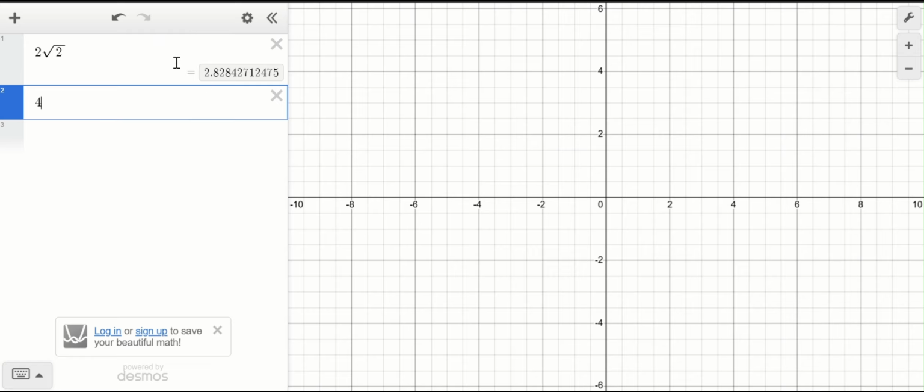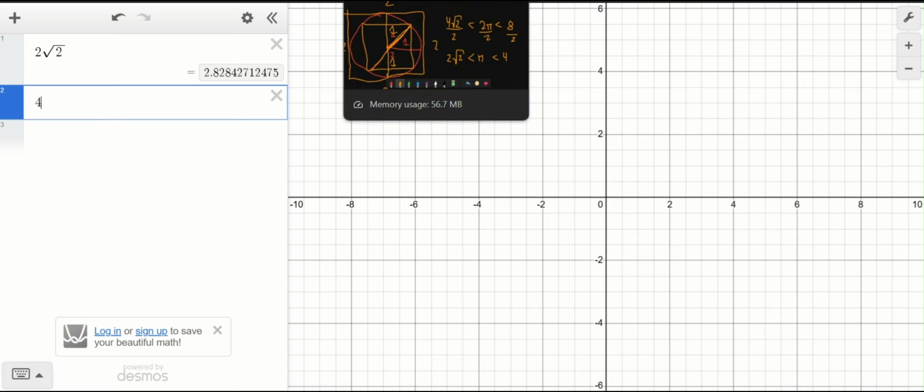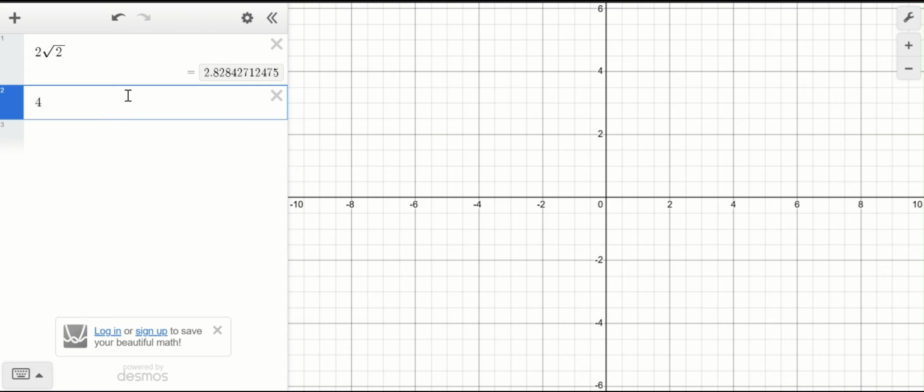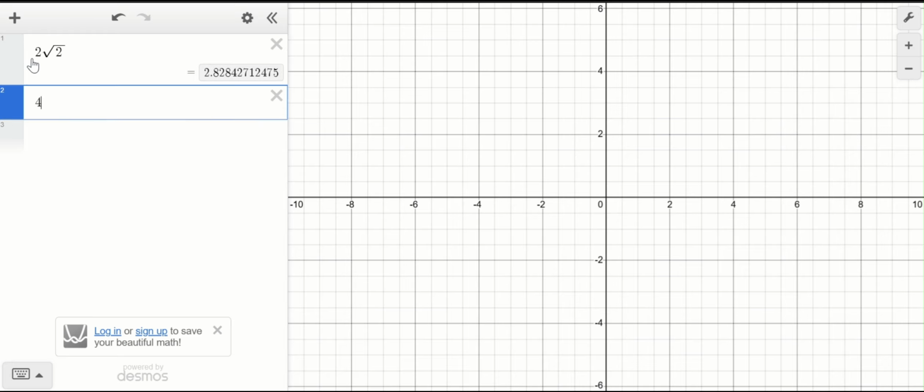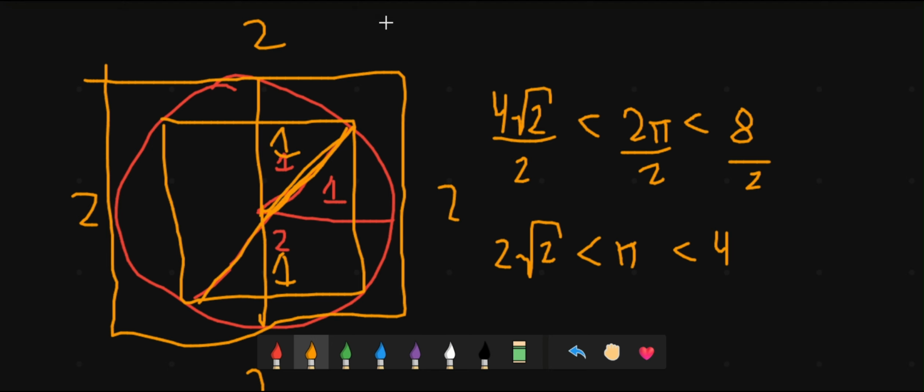Well, we know that 2 root 2 over here is about 2.82 or something. So we know it's between 2.82 and 4. But we can't really find an exact value just yet. We just found that it's bounded between these two values. A good way to try and find a more exact value is probably to average the two values and see, oh, we get about 3.41. But of course, we know for sure that pi is going to be between 2 root 2 and 4. That's all we know for sure.